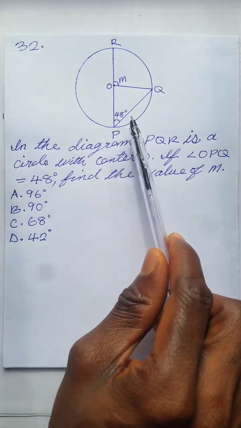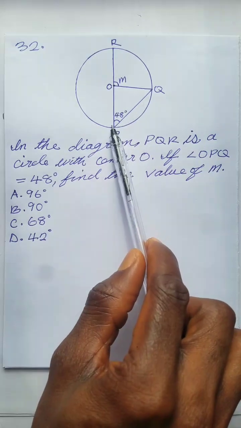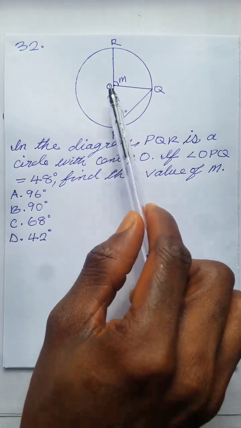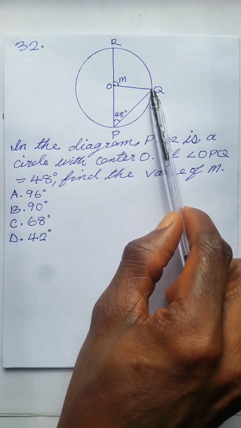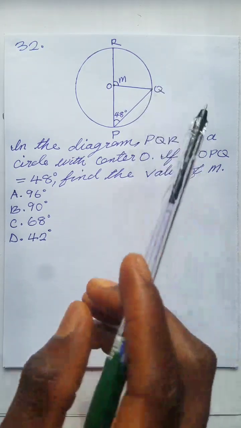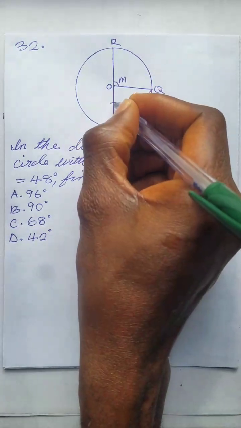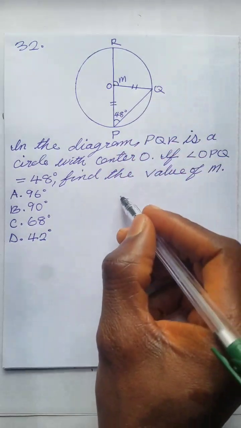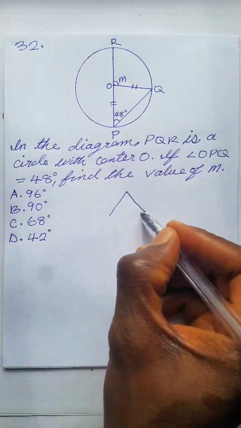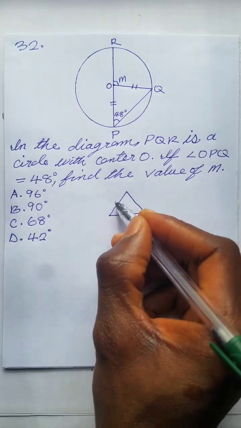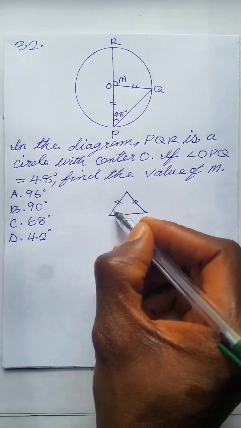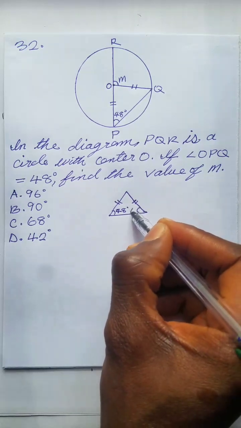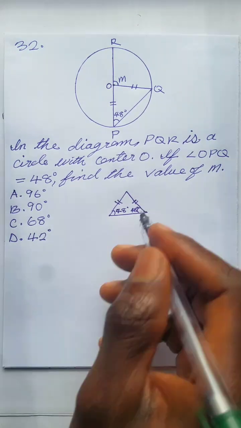Look at it closely. From here to here is the radius of this circle, and from here to here is also the radius of this circle. So that means this line is equal to this line. In fact, I have an isosceles triangle with this side being equal to this side, with this side being 48 degrees. It therefore means this is also what? 48 degrees. Do you understand that?